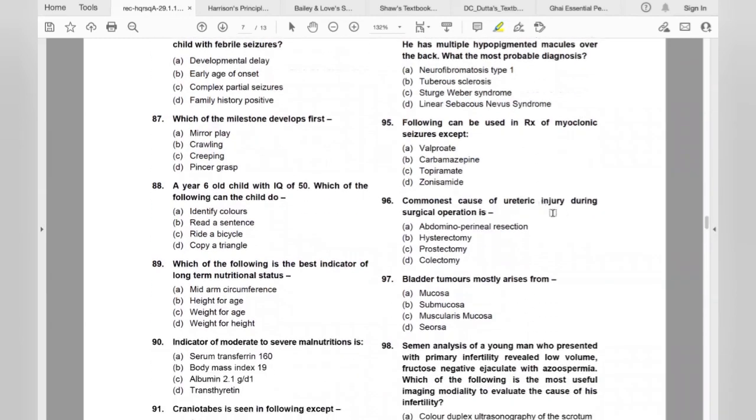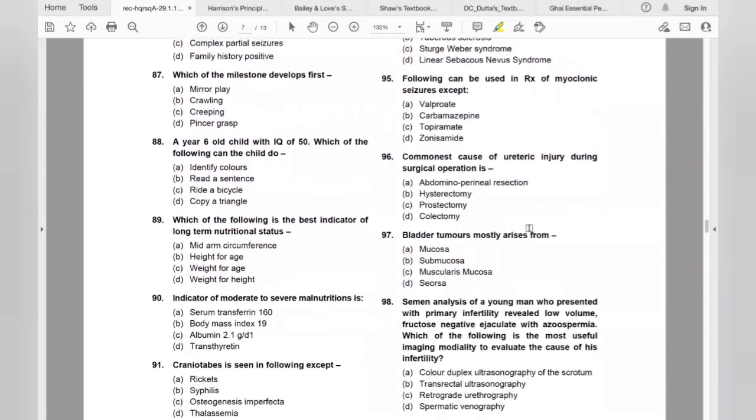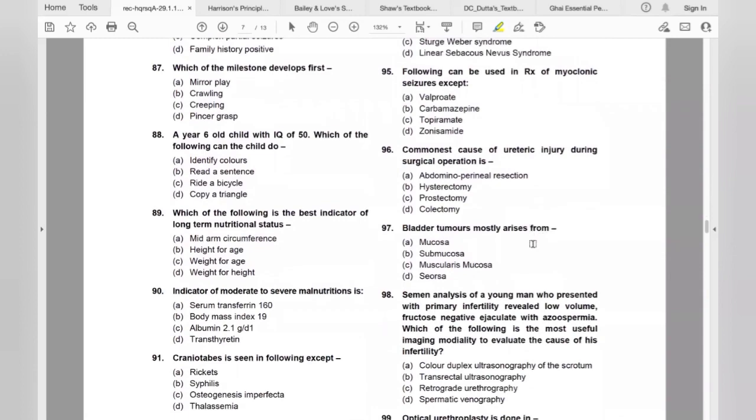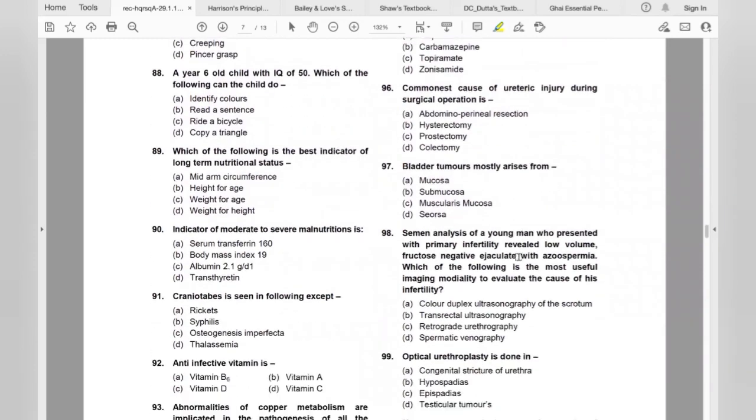Commonest cause of ureteric injury during surgical operation is hysterectomy. Bladder tumors mostly arise from mucosa. Answer is A, mucosa.